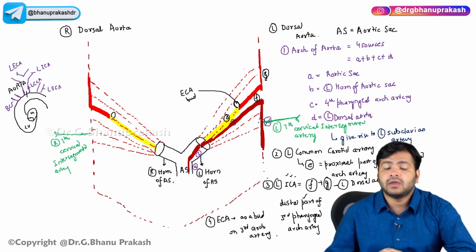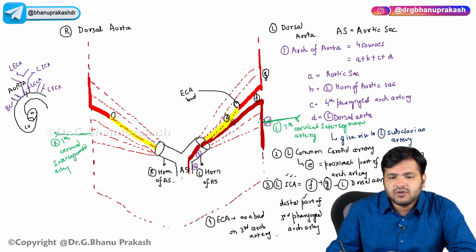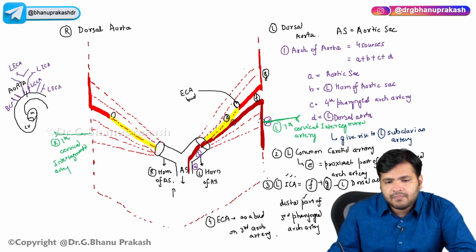Now, if you have not mentioned it, just try to mention over here the aortic sac. It is part of the truncus arteriosus, right?